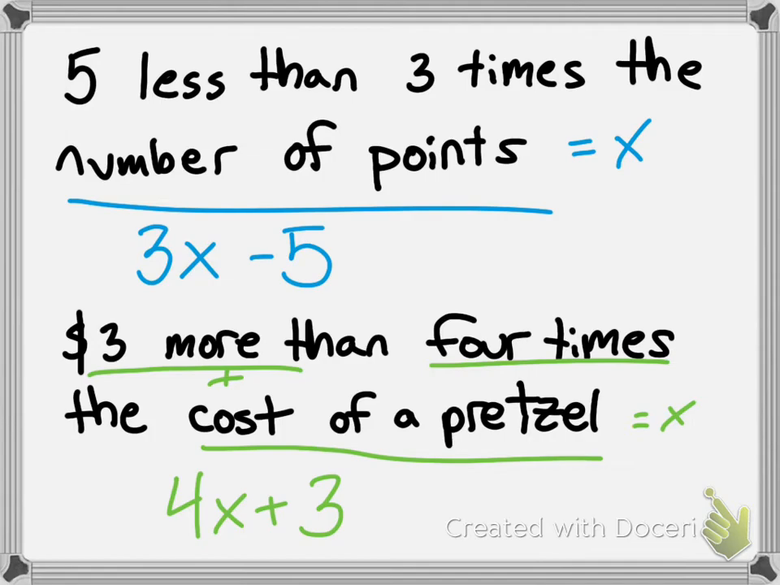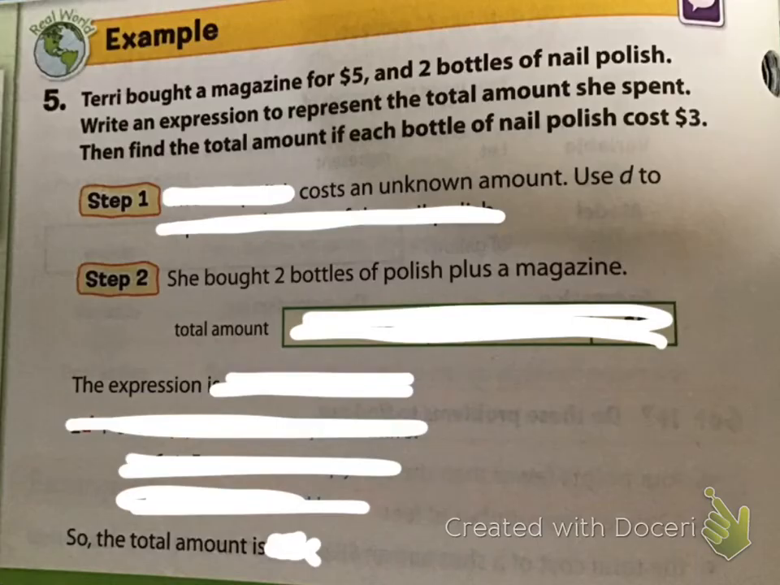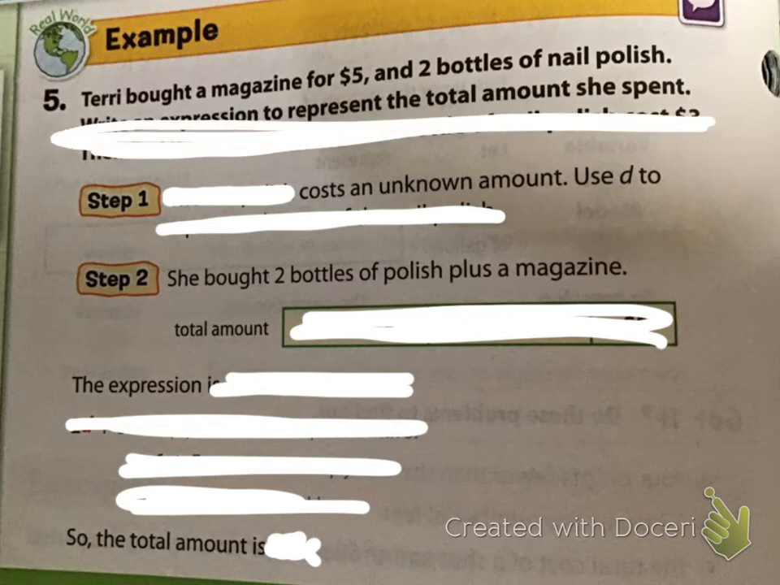Terry bought a magazine for $5 and 2 bottles of nail polish. So this is what Terry did so far. Write an expression to represent the total amount that she spent. So that's the first thing I want us to do. Raise your hand and tell me, what is the unknown here? What is the information I do not know?